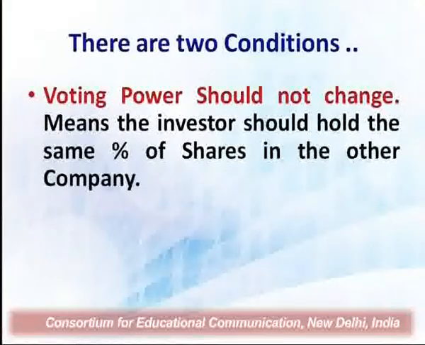There are two conditions for the arbitrage process. First, the voting power should not change, which means that if you have invested in 10% equity shares of company L, you cannot hold more than 10% equity shares in company U. So whatever voting power you have in the existing company, the same has to be acquired. It cannot go either side, neither increase nor decrease. You have to maintain the status quo, that is the similar voting power, which is 10% in this question.